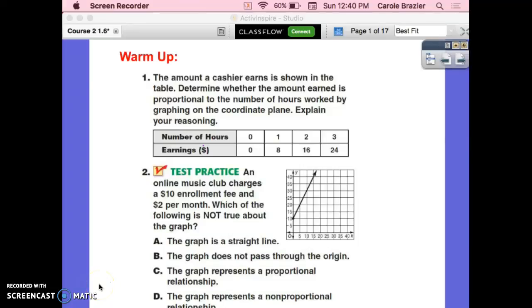Hi guys, you need to pause the video right away and complete this warm-up. Once you're finished with the warm-up, resume the video and I will give you the answers. So pause the video, complete the warm-up, and then we will continue the lesson.